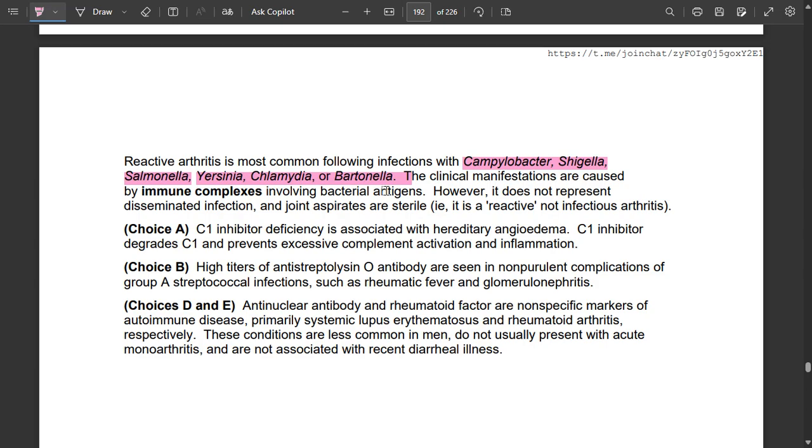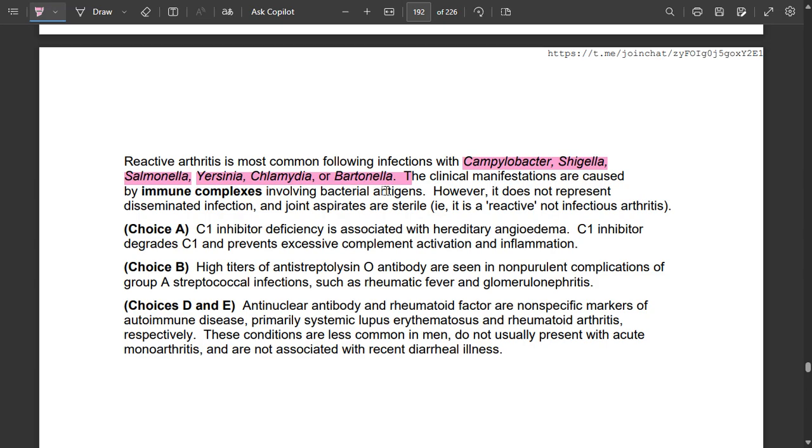High titers of anti-streptolysin O antibody are seen in non-purulent complications of group A streptococcus infections, such as rheumatic fever and glomerulonephritis.